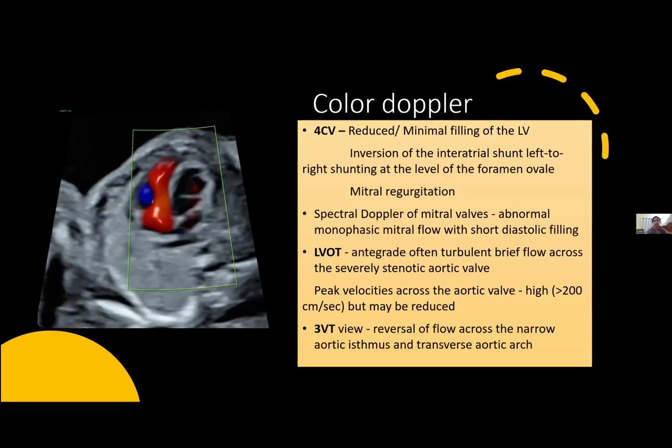On color Doppler, in four-chamber view, there can be reduced or minimal filling of the left ventricle. There can be inversion of the interatrial shunt, left to right shunting at the level of the foramen ovale, and mitral regurgitation. The spectral Doppler of the mitral valve shows abnormal monophasic mitral flow with short diastolic filling. In LVOT, there will be antegrade, often turbulent, brief flow across the severely stenotic aortic valve. The peak systolic velocities will be high, more than 200 centimeter per second, but may be reduced. On three-vessel trachea view, there can be a retrograde ductus-dependent aortic filling.